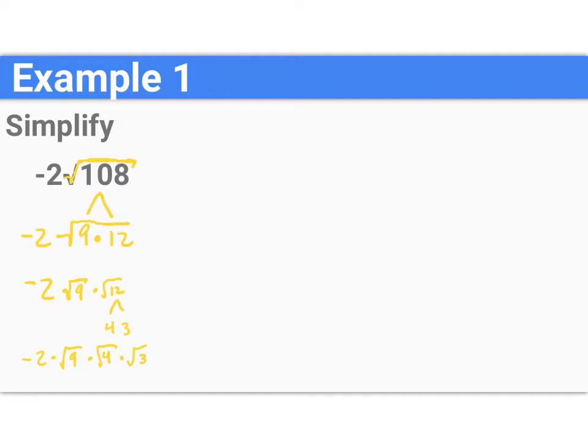So negative 2 times the square root of 9, which is 3, times the square root of 4, which is 2. The square root of 3 is an irrational number, so we just leave it as the square root of 3. And now we just multiply the numbers on the outside. 2 times 3 times 2 is negative 12 root 3, or negative 12 times the square root of 3.